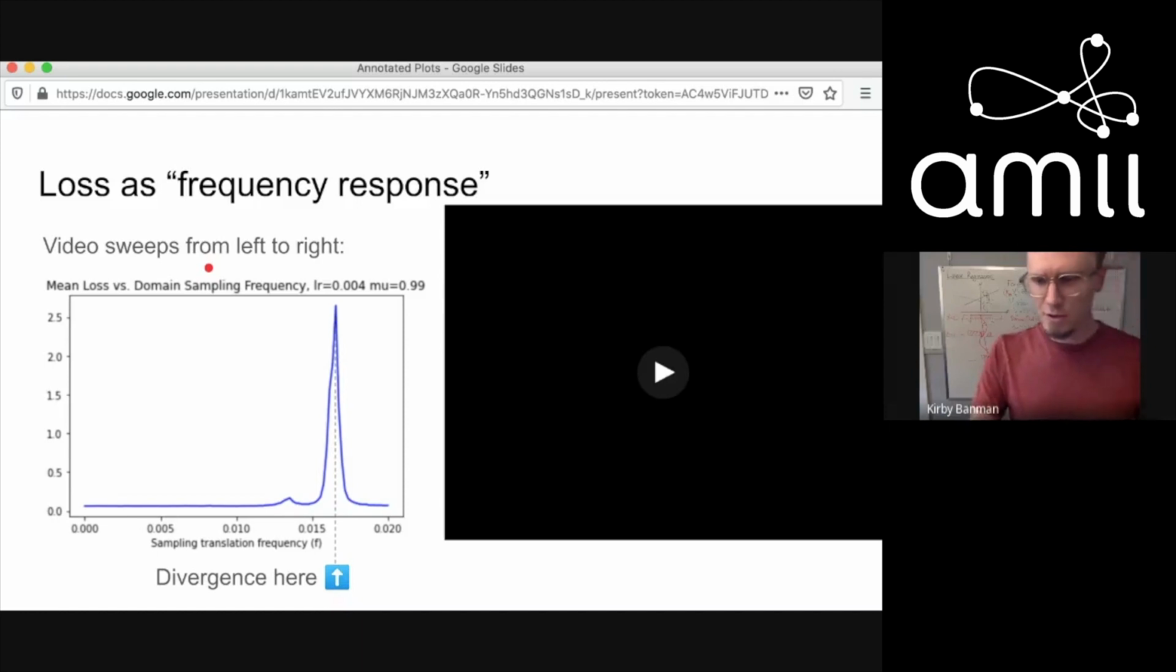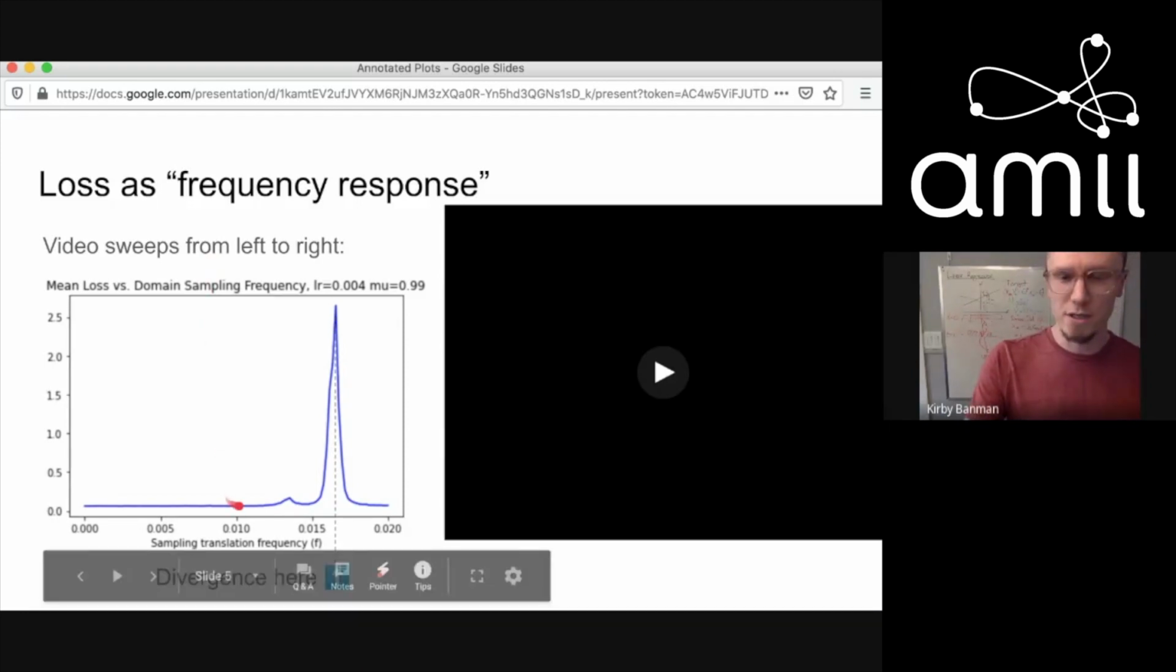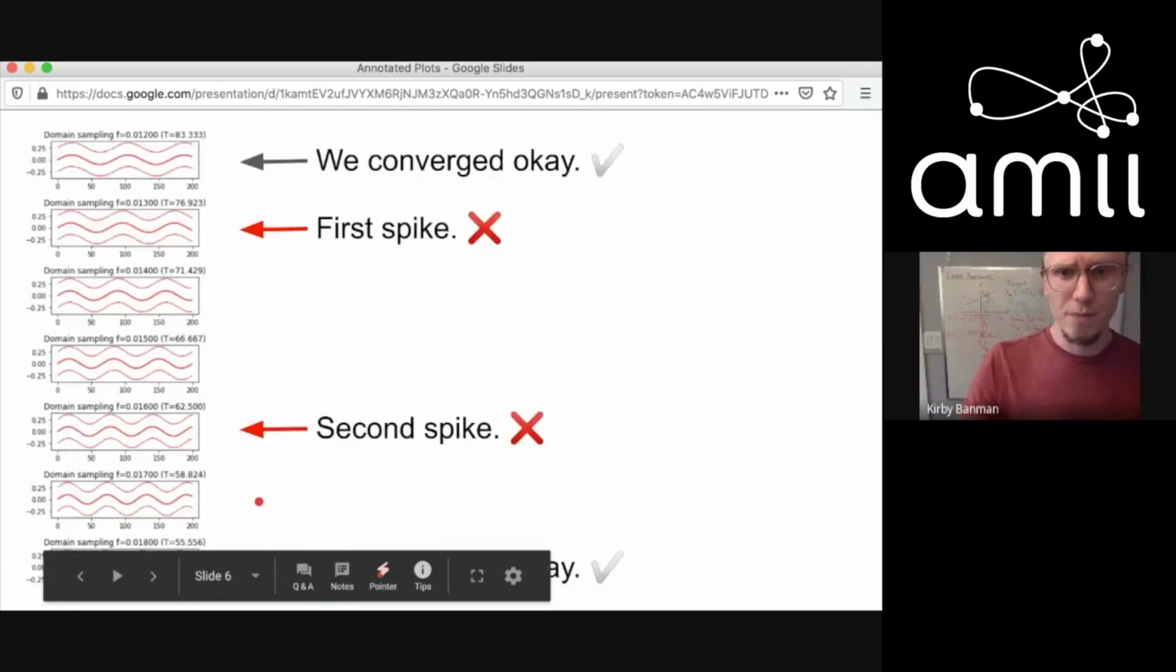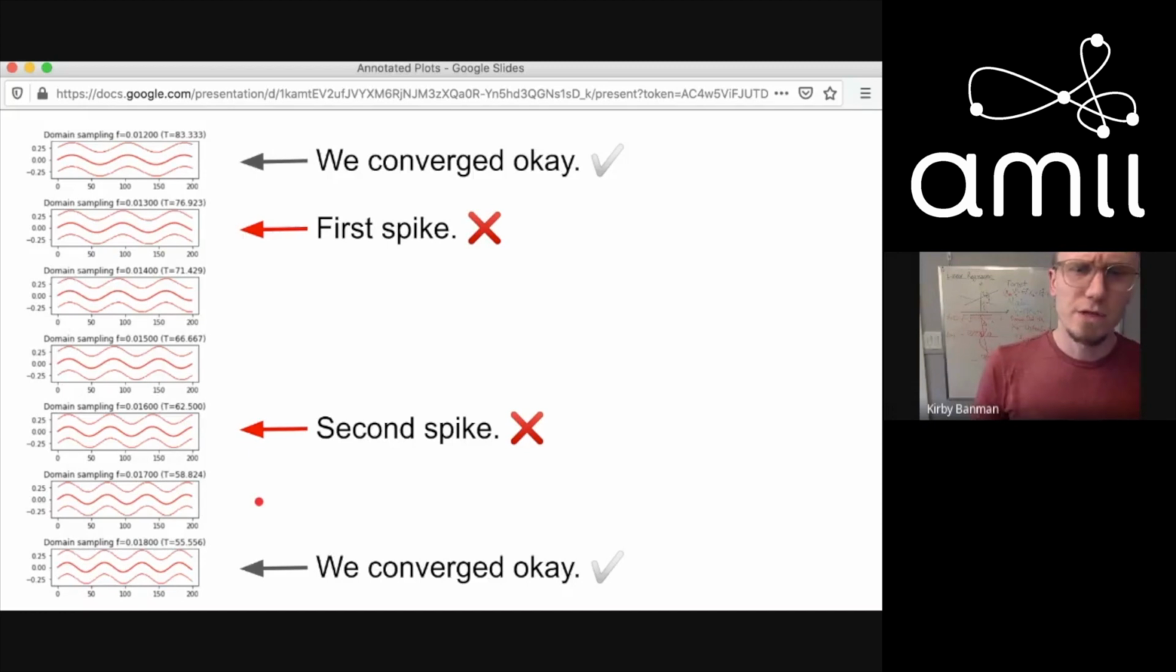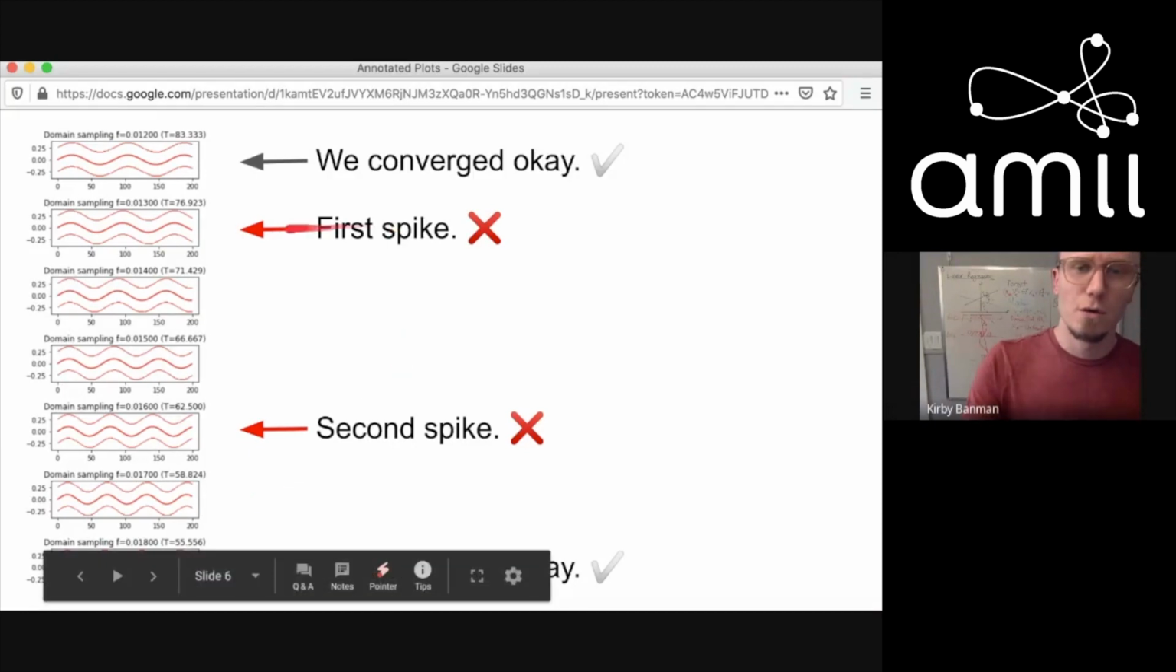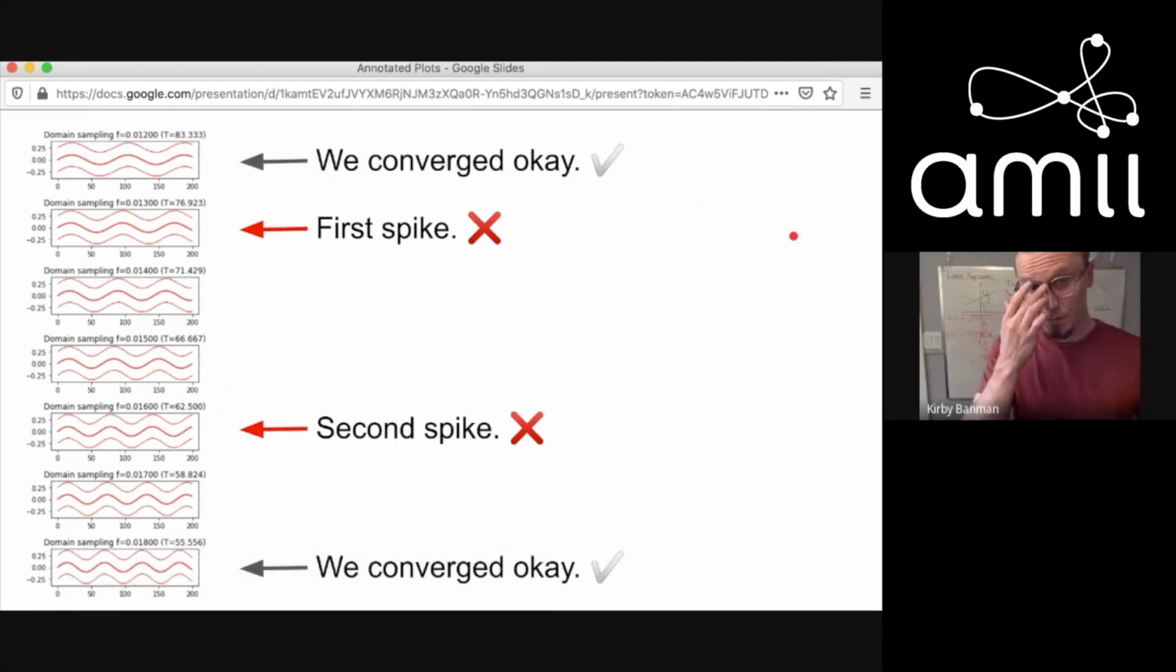And perhaps you're wondering, how drastic are the changes in distribution, in non-stationarity across this little range? And the answer is not big. So this isn't even the whole video. This is just the domain sampling distribution where the first spike occurs, where the second spike occurs, and at the top and the bottom, we converged fine. So you can see, if you squint, there's a difference. It's not drastic, but it's there.